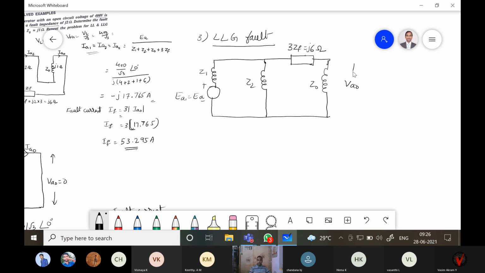Here also you can take 3 times ZF, that is equal to J6 ohm, and VA0, VA2 and VA1 are here, and Z1 is J4 ohm, Z2 is J2 ohm, and Z0 is J1 ohm. The current flowing here is called IA1, here the current flowing is IA2, and here the current flowing is IA0, in this direction.